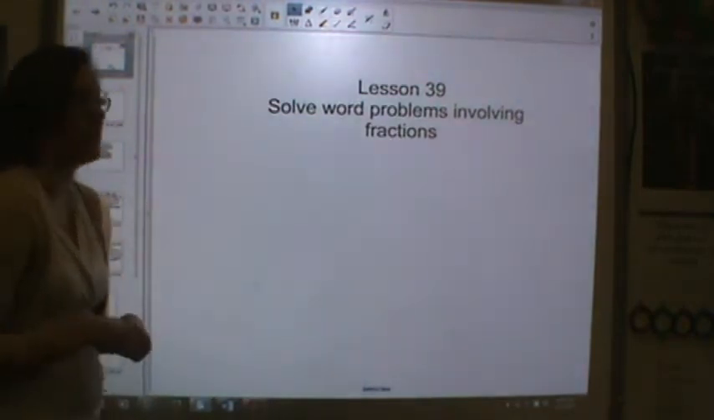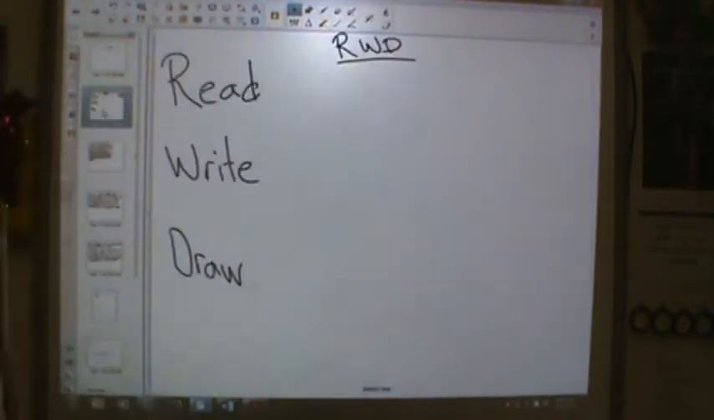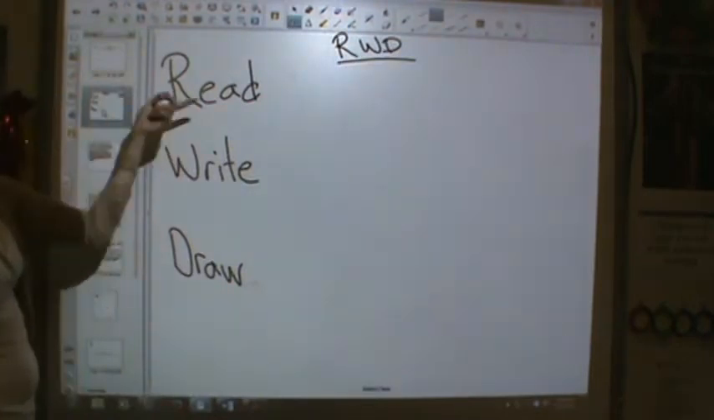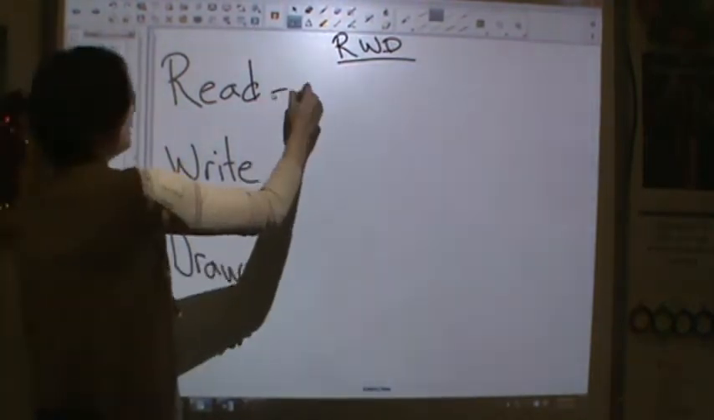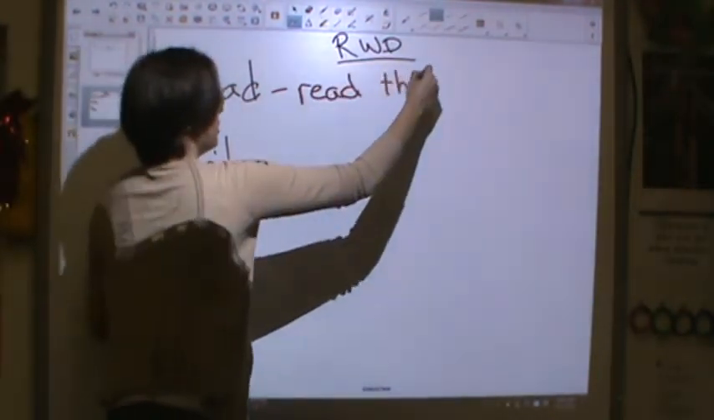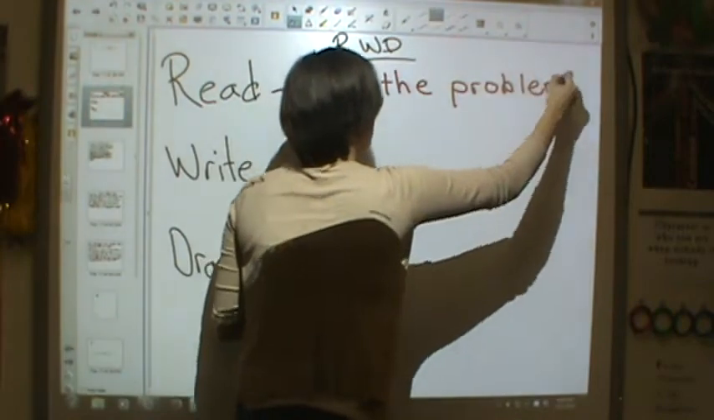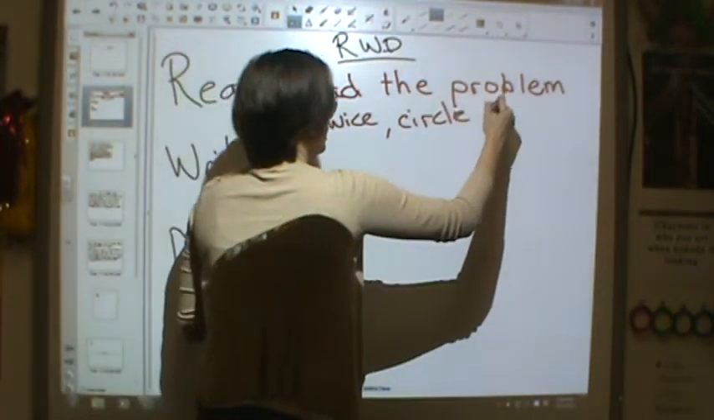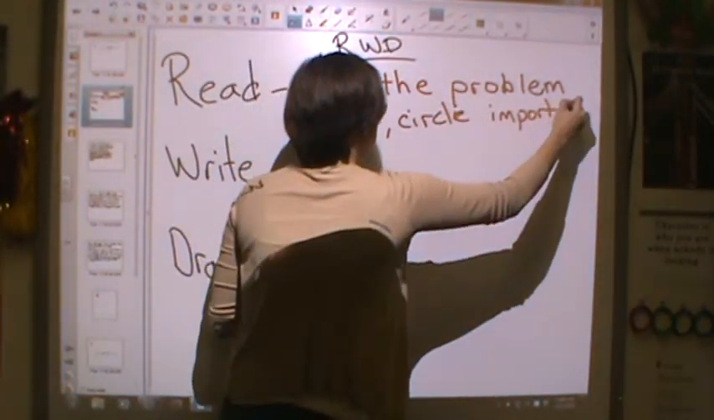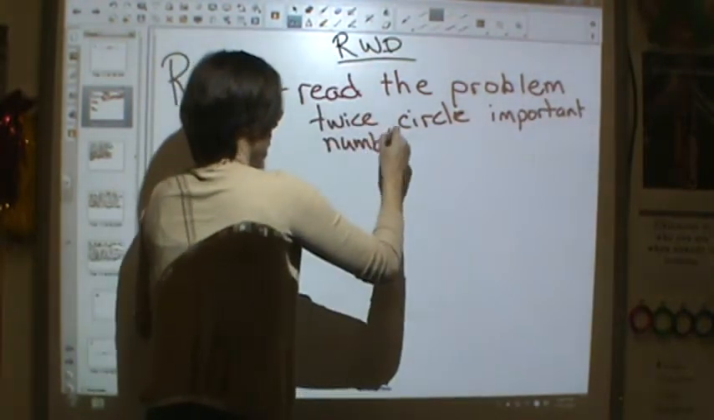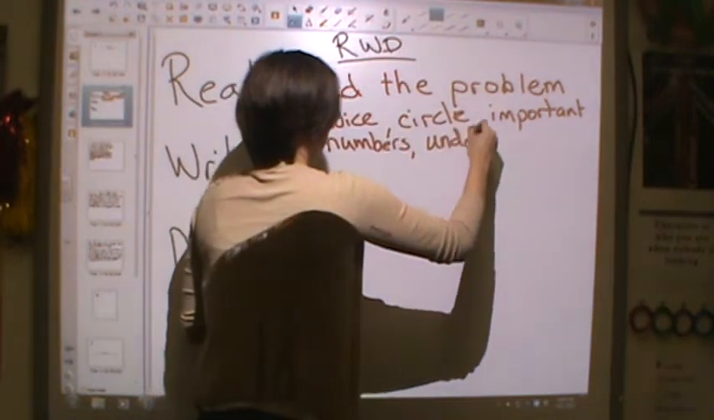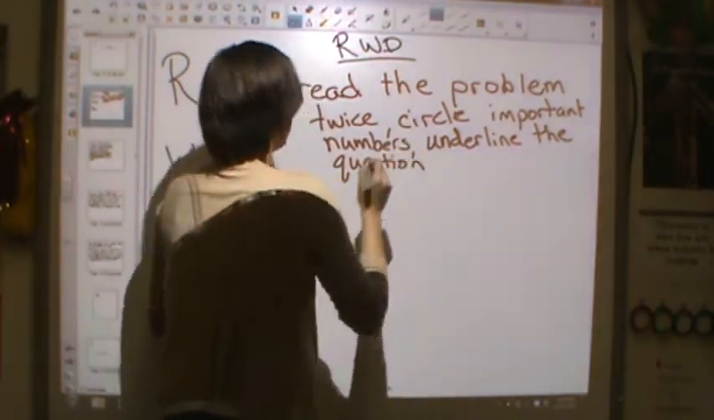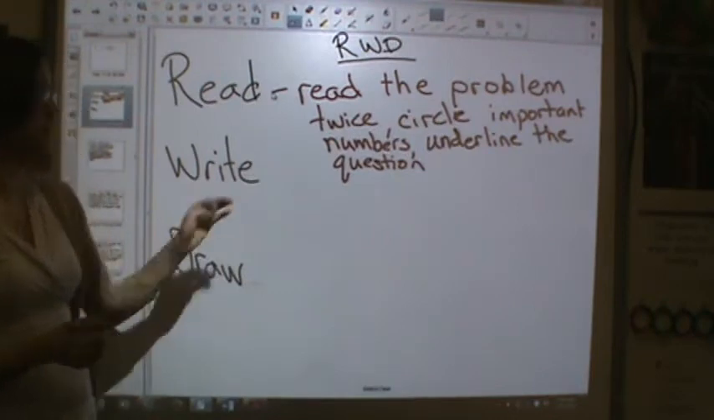All right, so again, lesson 39, solve word problems involving fractions. We are going to use the RWD method to solve these word problems. RWD stands for read, write, and draw. When we read, you're going to read the problem twice, circle important numbers, and underline the question. All right, so for the read step, you read the problem twice, circle important numbers, and underline the question.